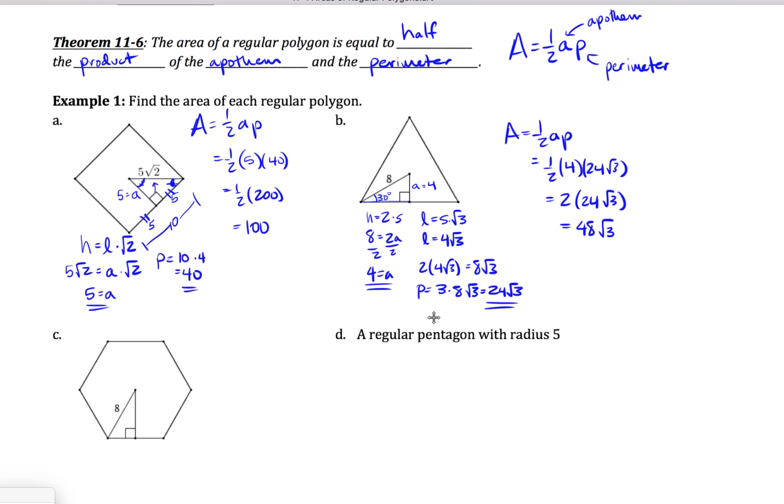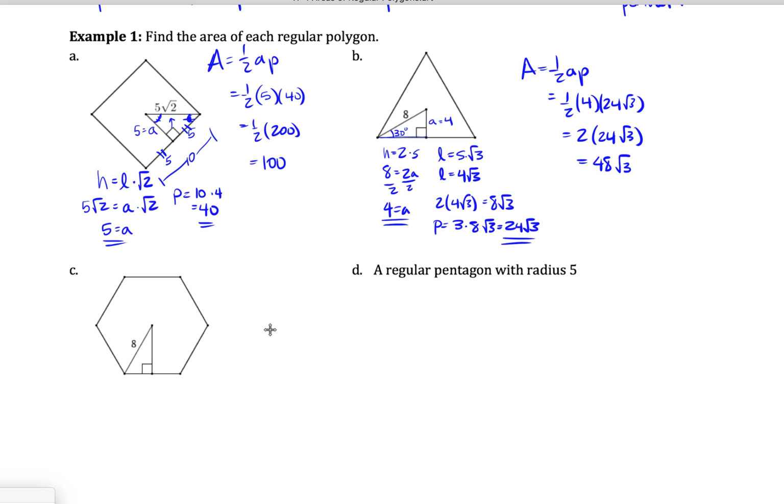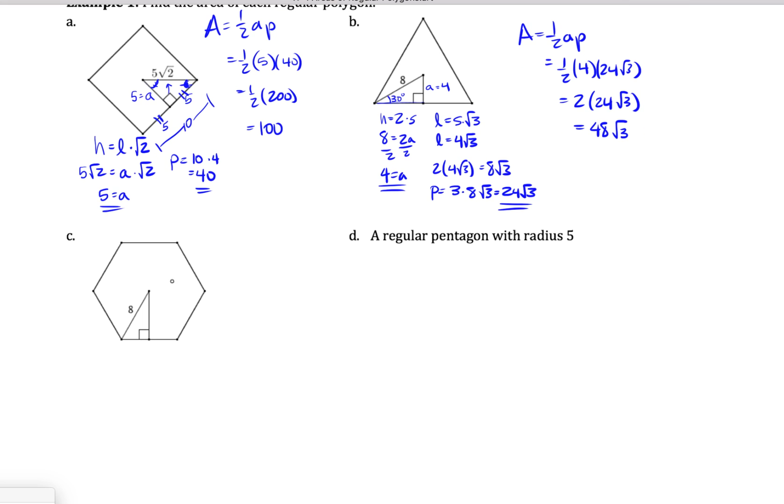Lastly, we have right here a regular hexagon. It's got 6 sides. So how are we going to figure this one out? Well, we would know that the central angle of a hexagon, if I drew another radius right here, going over to this vertex, this angle right here would be 360 divided by 6, or 60 degrees. And it's going to be bisected by the apothem that's drawn right here.